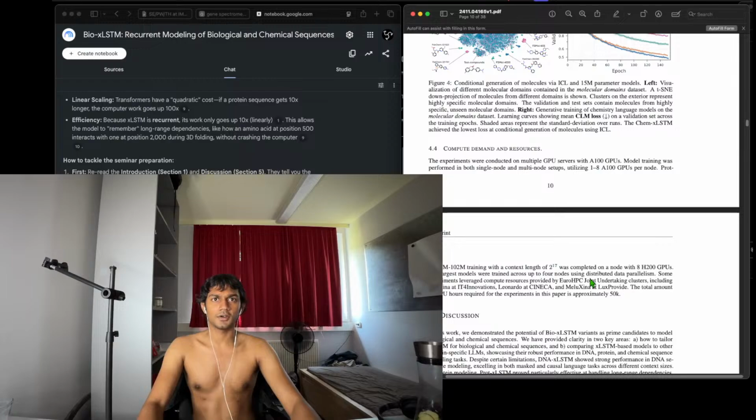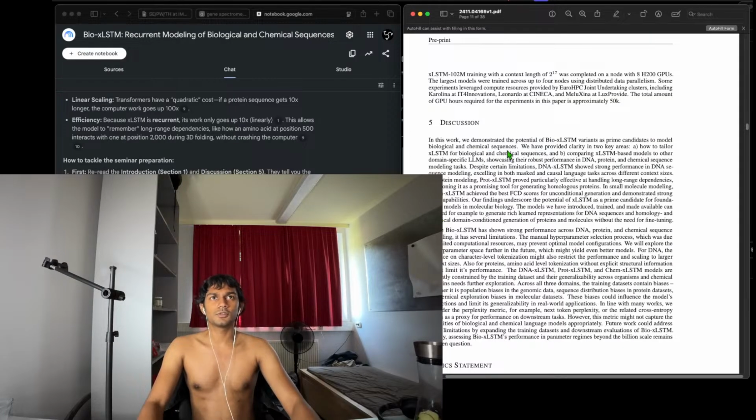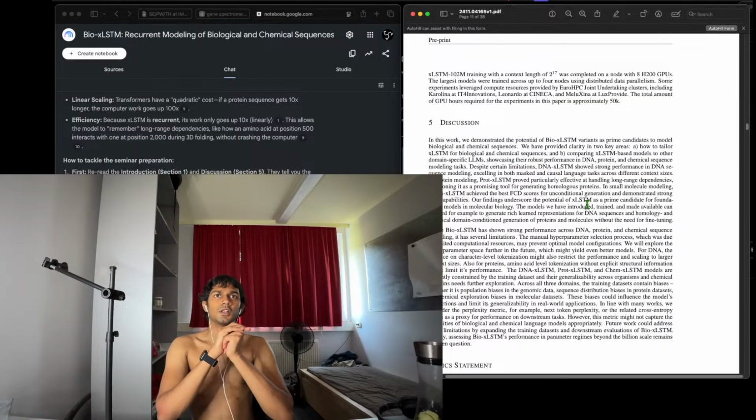Discussion. Where is discussion? It's 5. In this work, we demonstrated the potential of Bio-xLSTM variants as a prime candidate to model biological and chemical sequences. We have provided clarity in two key areas: how to tailor xLSTM for biological and chemical sequences, and comparing xLSTM-based models to other domain-specific LLMs, showcasing robust performance in DNA, protein, and chemical sequence modeling tasks despite certain limitations. DNA-xLSTM showed strong performance in DNA sequence modeling, excelling in both masked and causal language tasks across different context sizes.